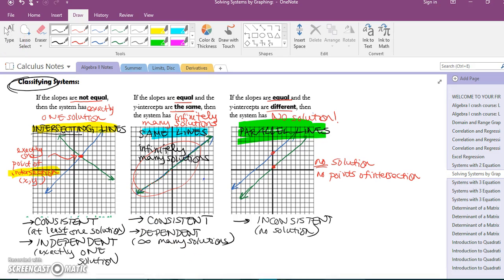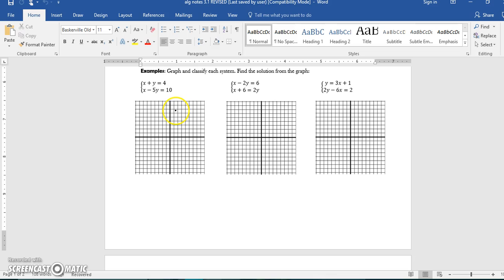Now to finish up your video notes here, what I'm going to have you do is go to the second little slip of paper that I gave you. And on this slip of paper, I want you to tape it down, and then I want you to graph each and then classify it using the three vocab words we just talked about. After you do that, I want you to state the solution as an ordered pair, or if there's not an ordered pair, state infinitely many solutions or no solution.